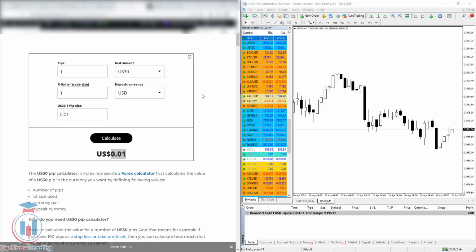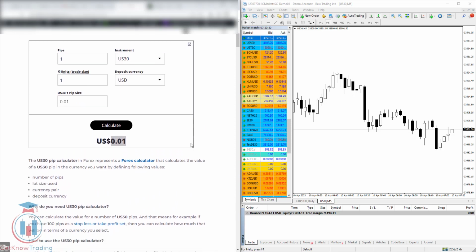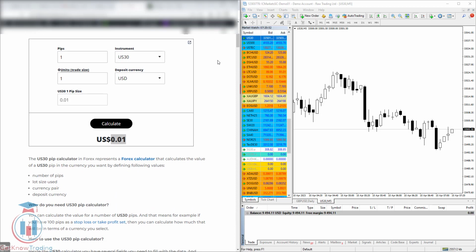Then you have several details that you need to follow, and you need to pay attention when you are using the Pip calculator for the US30 indices. For that I have prepared a small presentation just to give you a rough overview of what is really important, because if you put the wrong details inside the Pip calculator, you will get the wrong value of a pip.